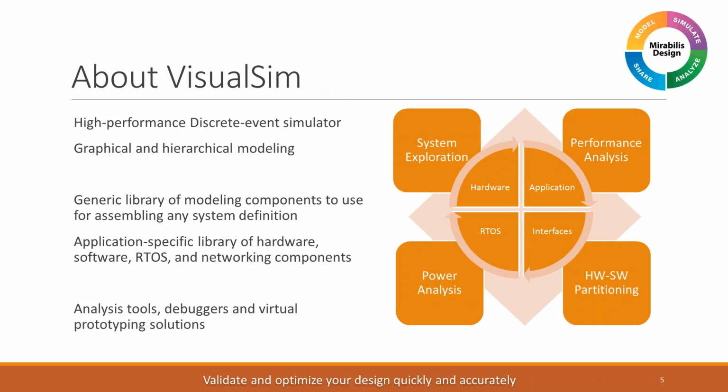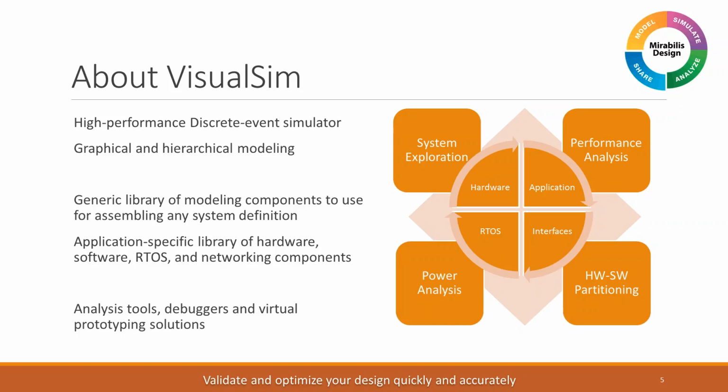A quick introduction to VisualSim. VisualSim is our main product. It consists of a high-performance discrete event simulator and enables graphical and hierarchical modeling. What really makes VisualSim stand out is the extensive libraries that allow you to construct models for a variety of applications. Even today, you're going to see about 6 or 7 different applications of VisualSim Architect.